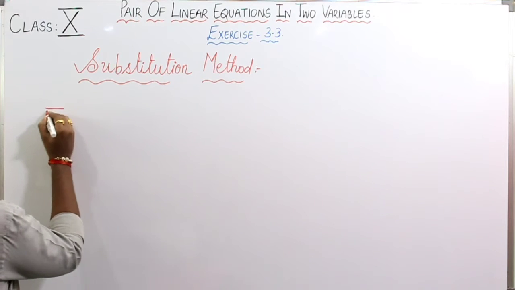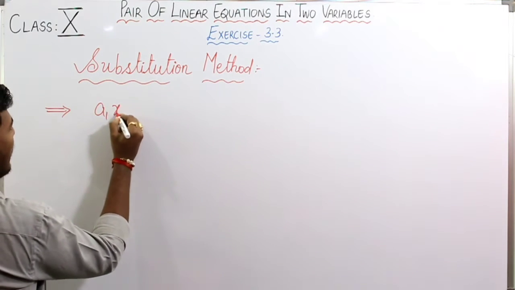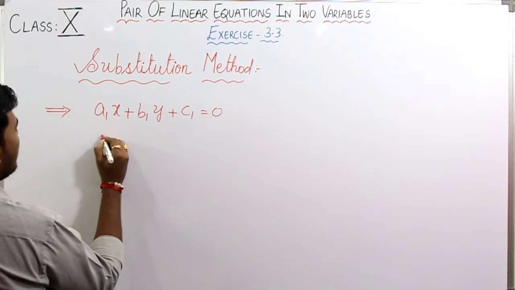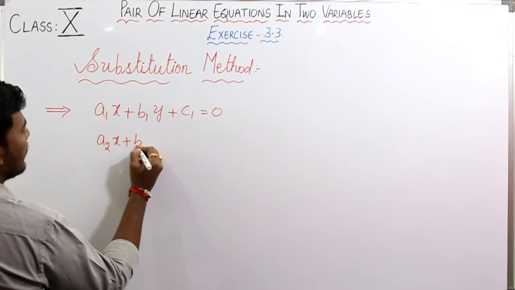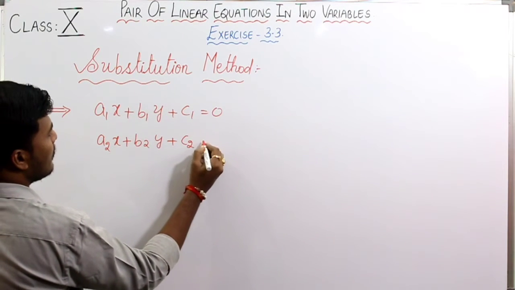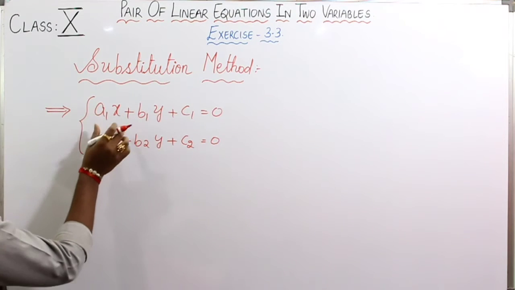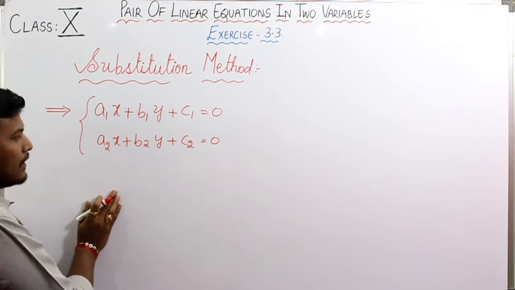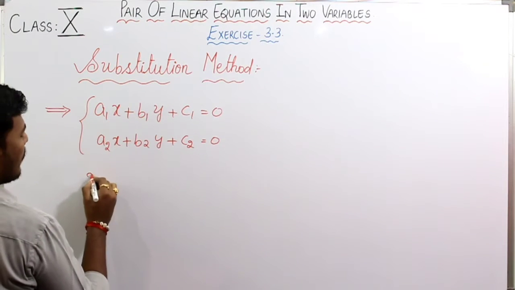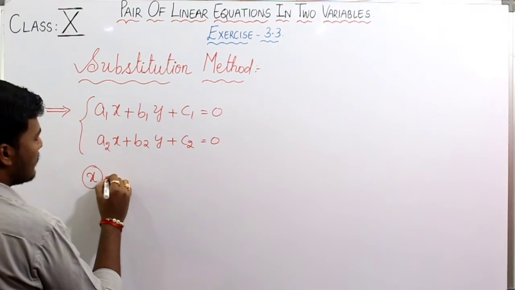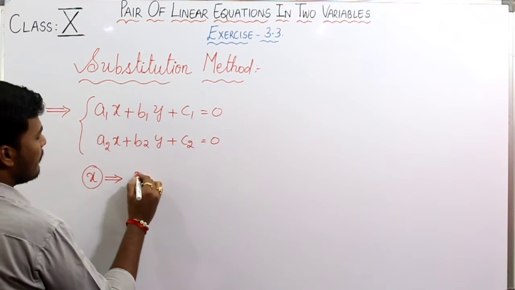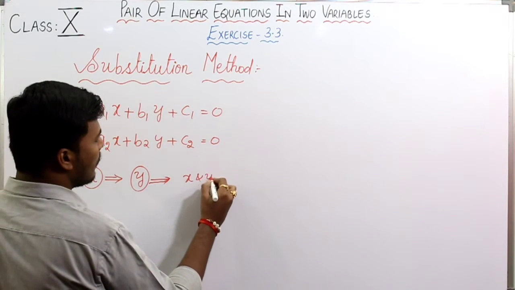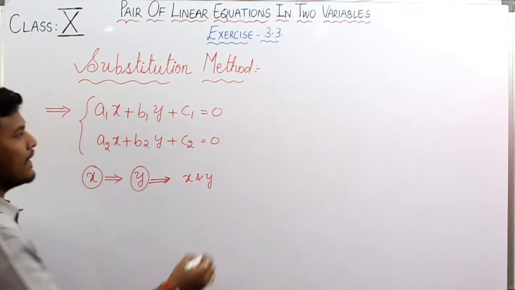So in general we will have a pair of linear equations a1x plus b1y plus c1 is equal to 0 and a2x plus b2y plus c2 is equal to 0. So these are the two linear equations. Here we will be solving these two equations by substituting values. Right? So first we will obtain the value of x, and after getting this x value we will substitute the value of x in y so that we will get the x and y values. Okay, so let us understand this by taking an example.